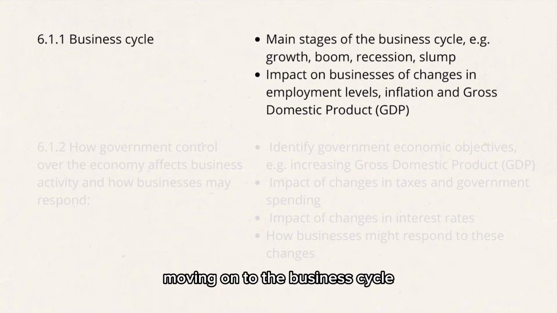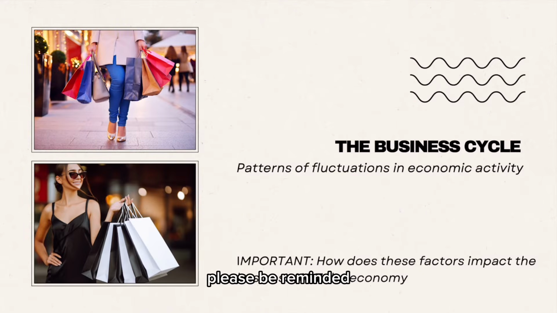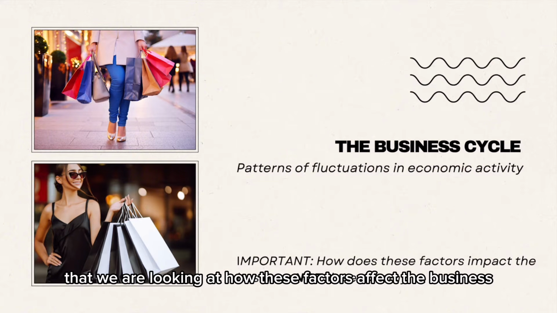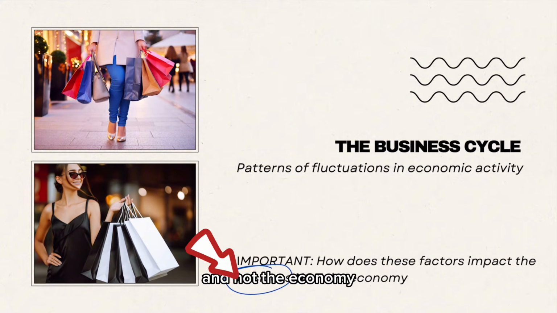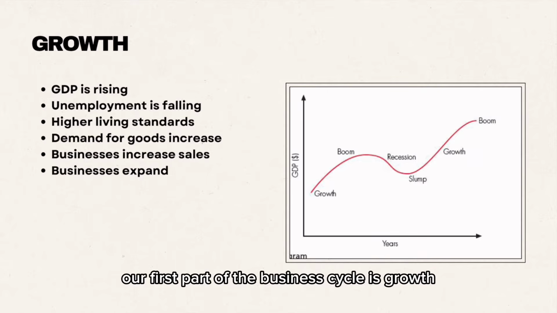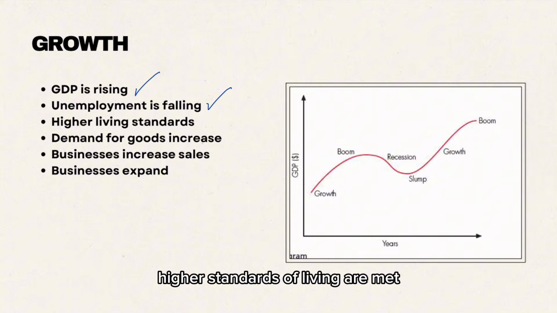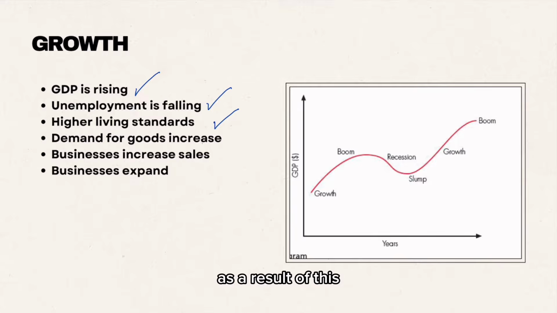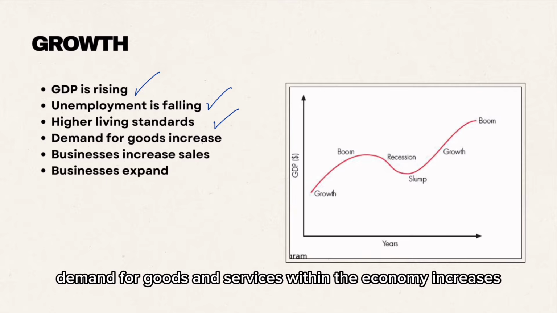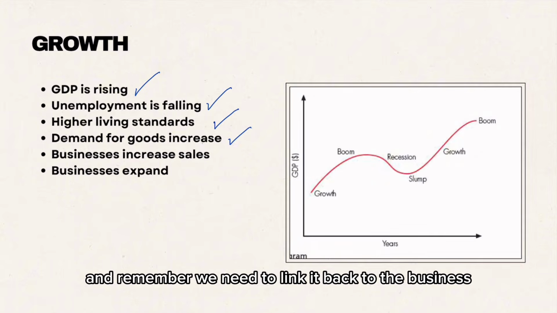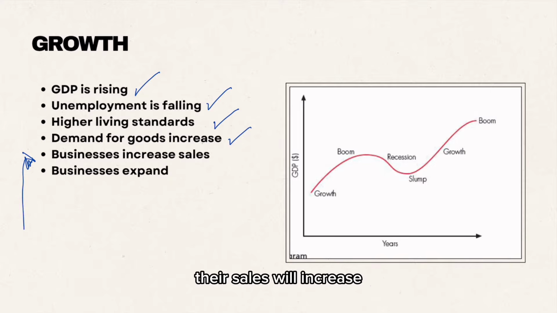Moving on to the business cycle. Please be reminded that we are looking at how these factors affect the business and not the economy. Our first part of the business cycle is growth. This is when GDP rises and unemployment falls. Due to higher incomes, higher standards of living are met. As a result of this, demand for goods and services within the economy increases, and remember, we need to link it back to the business. Their sales will increase, their revenues will increase, and their profits will increase, which results in business expansion.